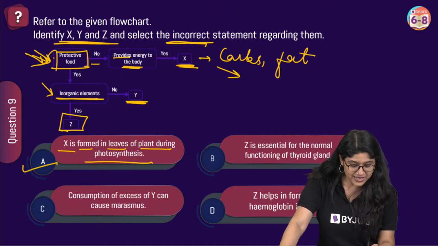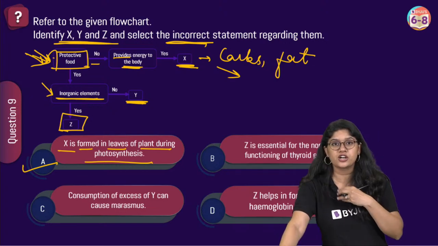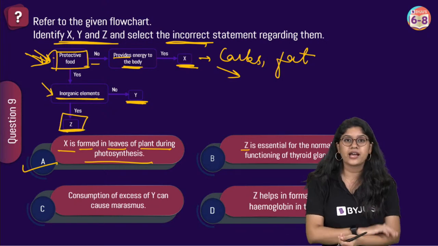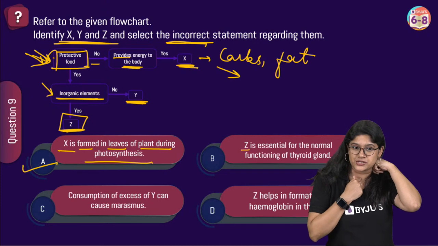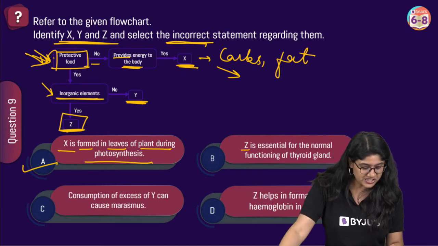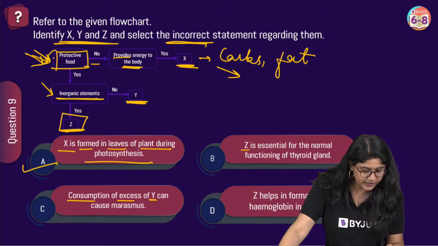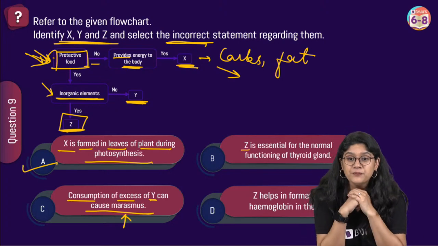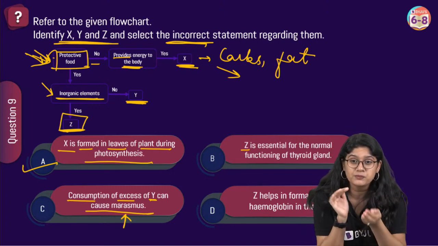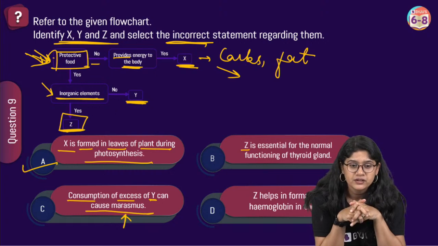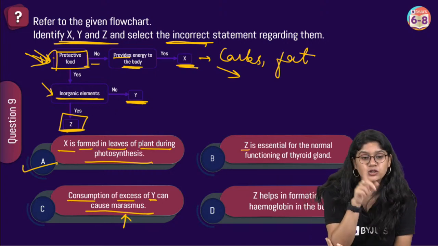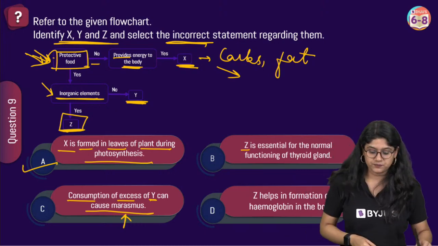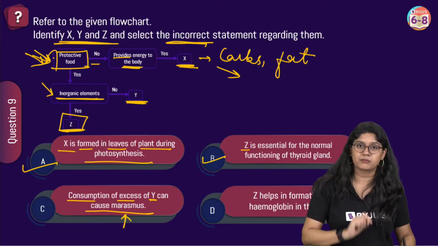Next, Z is essential for normal functioning of thyroid glands. Z over here will be an inorganic substance, right? That actually helps. Then, consumption of excess Y can cause marasmus. I'm sure you have heard of this disease. This is nothing but the deficiency of proteins which happens in smaller children. Ruchi, you have to contact the team, bachcha, then you will be able to get it. Very good, Aisha. So option B is definitely a correct statement.